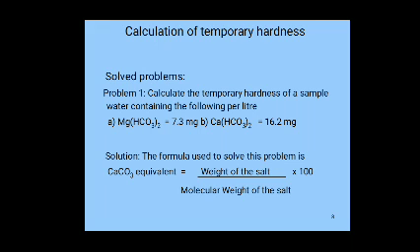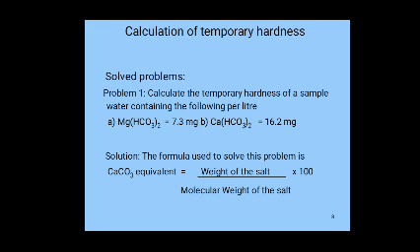Calculation of temporary hardness. Problem: calculate the temporary hardness of a sample of water containing the following per liter: magnesium bicarbonate 7.3 milligrams, calcium bicarbonate 16.2 milligrams.